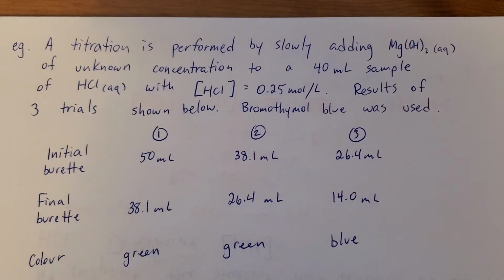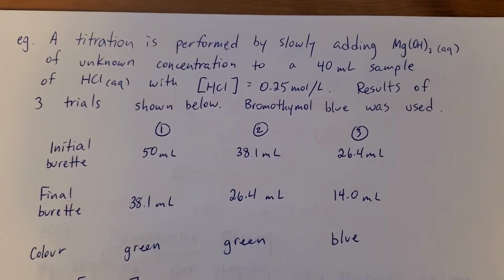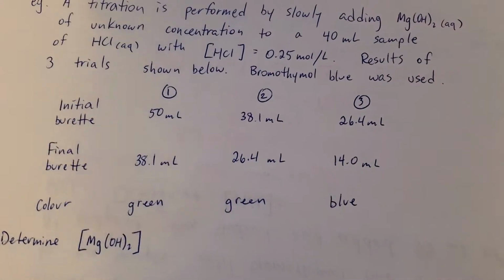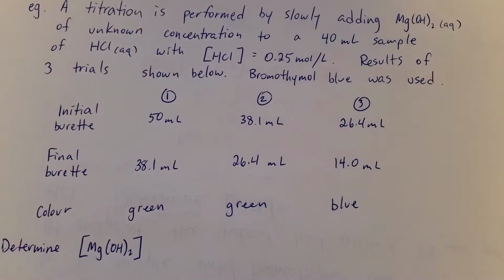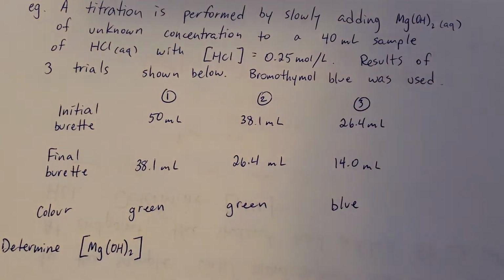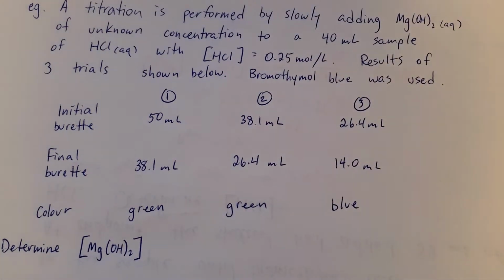We're using bromothymol blue as the indicator. Okay, and the whole point is to determine that concentration of magnesium hydroxide. So this is as complicated as an example can get. So just follow along. There's a couple of wrinkles here, but it's still not too bad. And I think you're going to find that redox titrations are always a little more complicated.